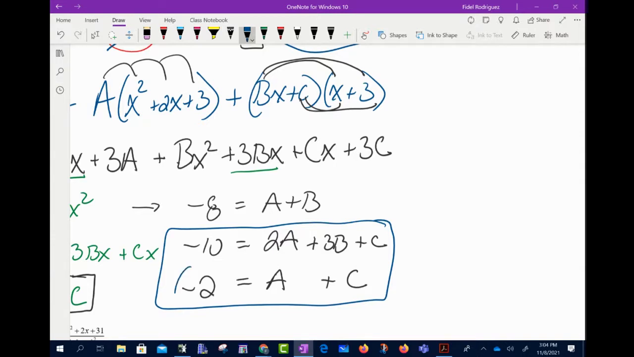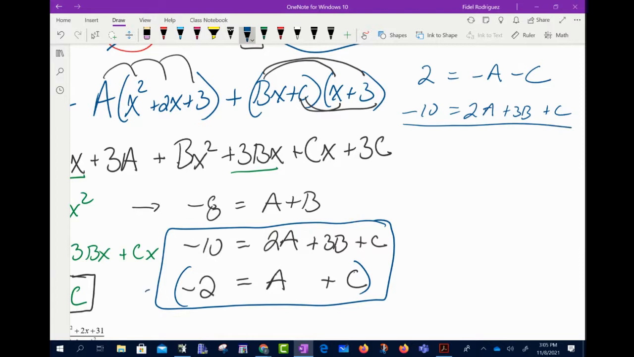Say we multiplied this thing here by negative 1, right? Would you agree with me that we'd come up with a positive 2 is equal to negative a minus c? And then if we took the second equation, negative 10 equals 2a plus 3b plus c, and we added that to it. So look what we're doing. We're multiplying the bottom equation by negative 1, and then we're going to add those two equations together. Wouldn't we come up with negative 8? A negative a and a 2a would just give me a positive a, and then a plus 3b, and my c's would cancel? Is that making sense, how I'm adding those together?